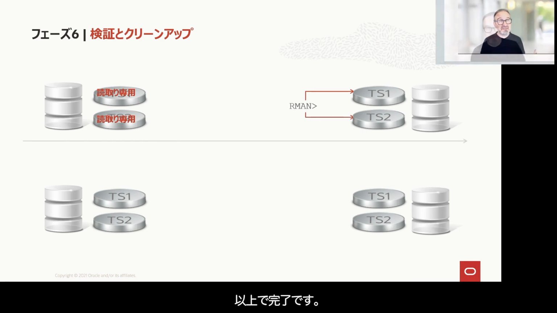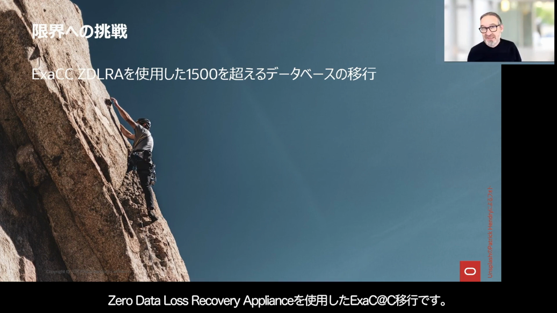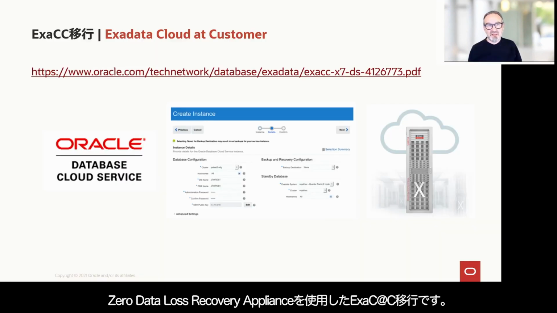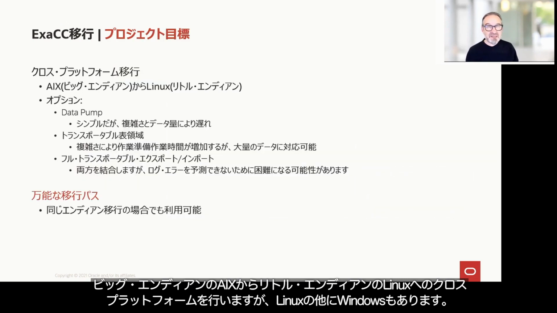And that's it. Now let's bring this a step further and push the limits a bit with 1,500 databases and an ExaCC migration using a Zero Data Loss Recovery Appliance. So we do cross-platform, big endian AIX to little endian Linux, but we have also some Linux databases, some Windows databases in that case here.